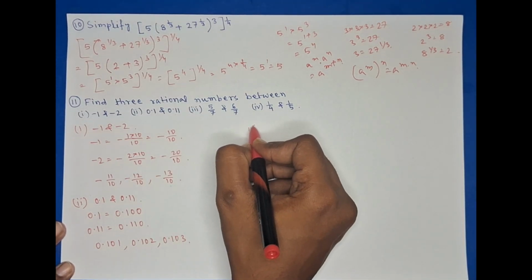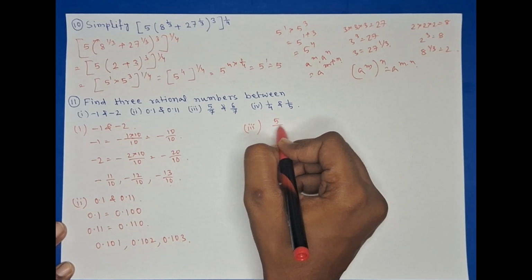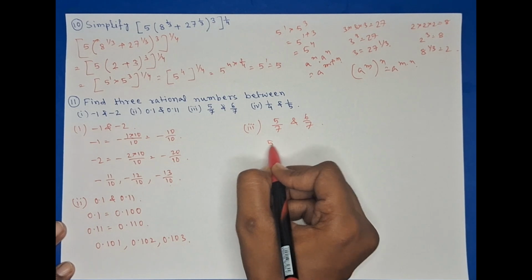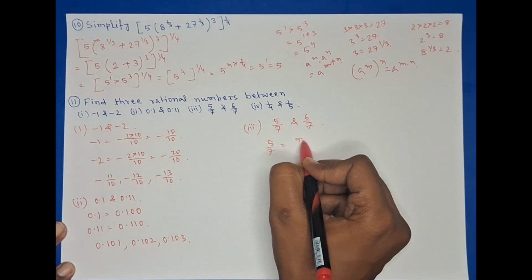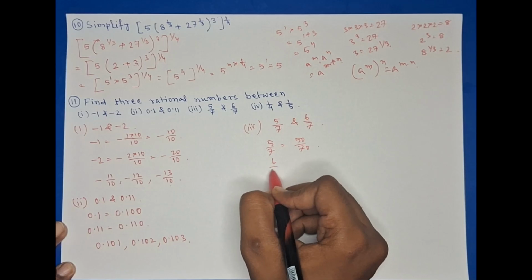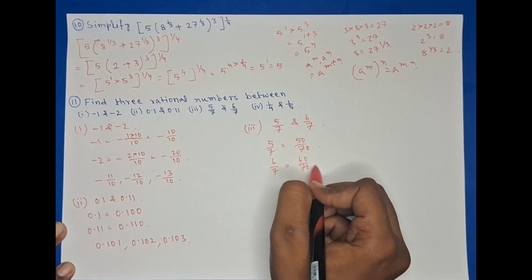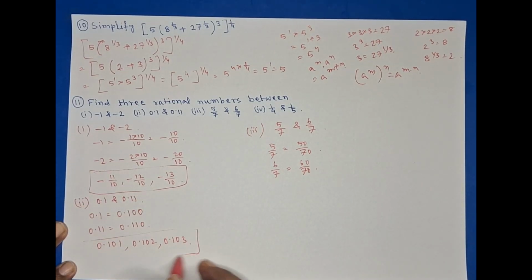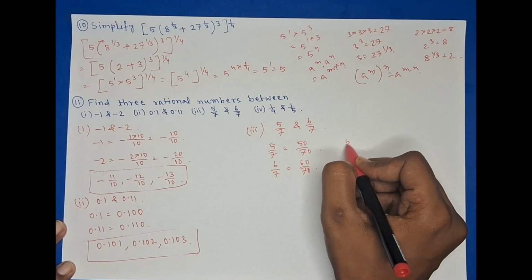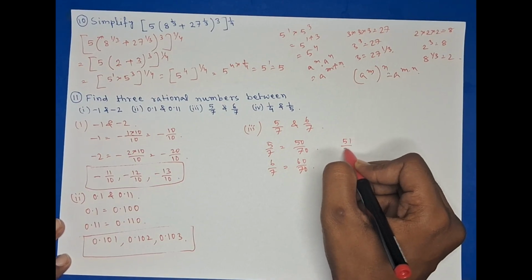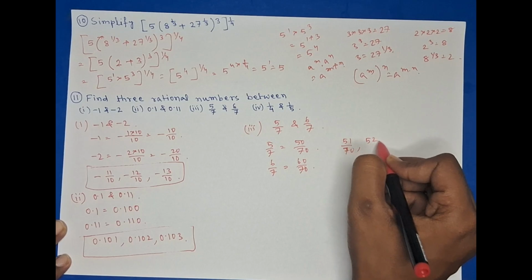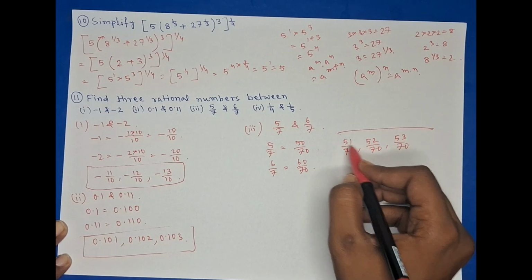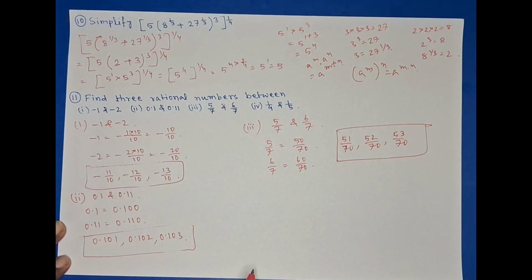And then the question number 3, 5 by 7 and 6 by 7. Again, you multiply this: 5 by 7, you can write it as 50 by 70, and 6 by 7 is equal to 60 by 70. So find the three numbers. Yes, you have found three rational numbers, and again here we are finding three rational numbers as 51 by 70, 52 by 70, 53 by 70. Again we have found three rational numbers.